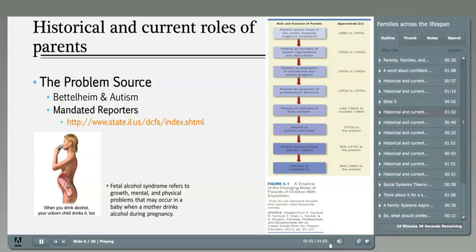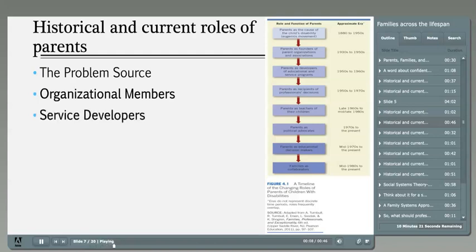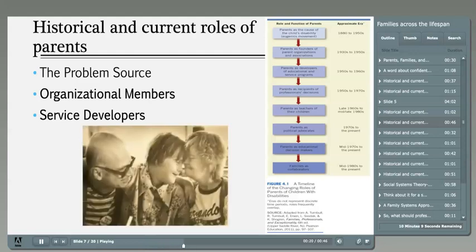The next two roles discussed in the book are parents as organizational members and parents as service developers. No matter what the disability condition, one will find that parents have started all of the major disability advocacy organizations. The most famous of these organizations is the ARC, or Association for Retarded Citizens. Today, they just go by the ARC. There is a link provided in this slide to the ARC's website.